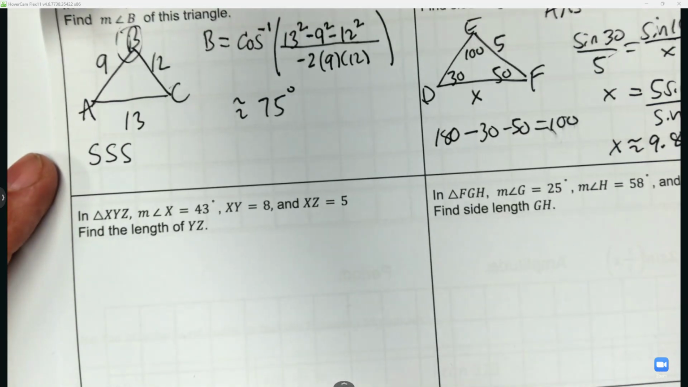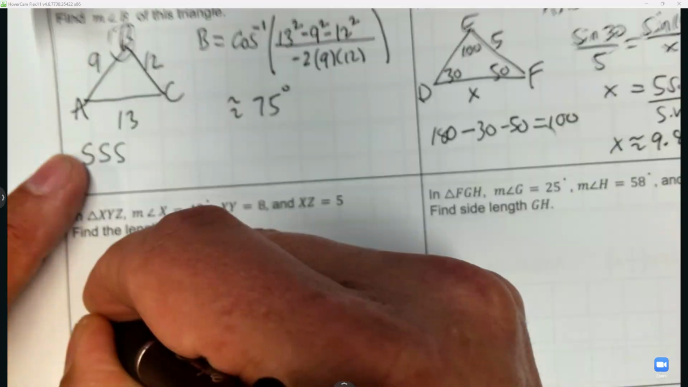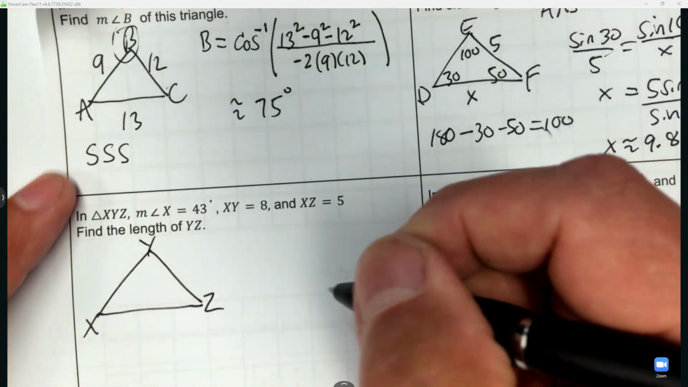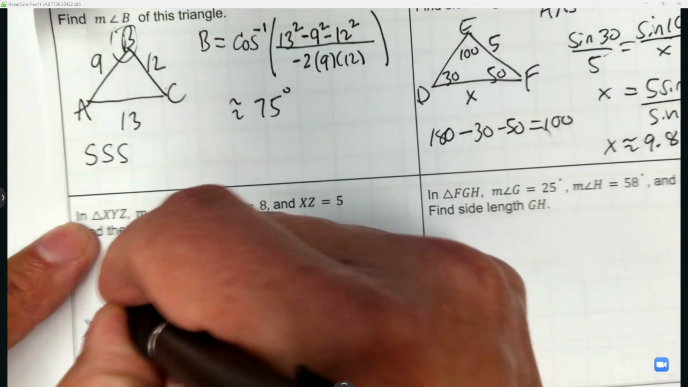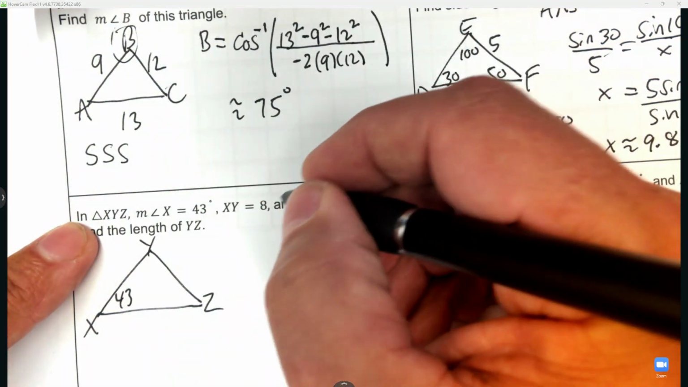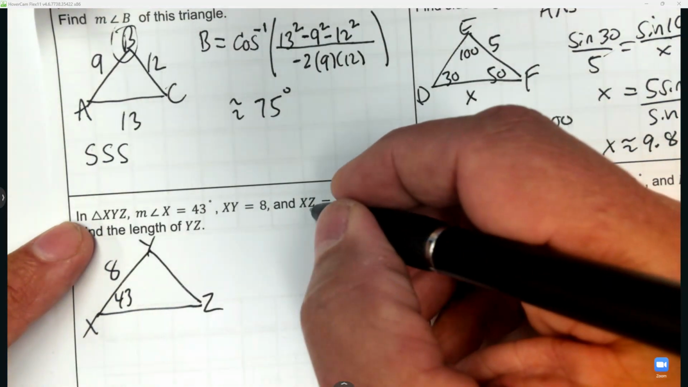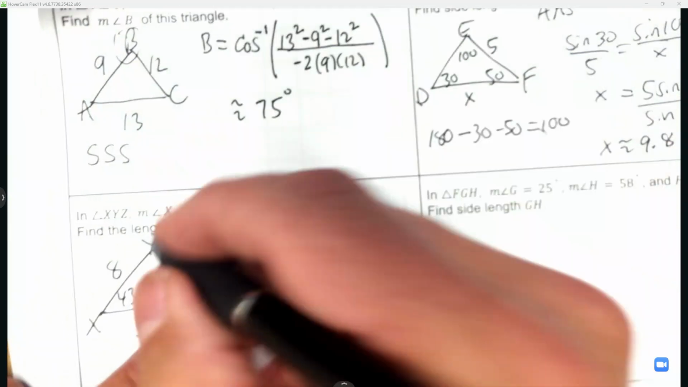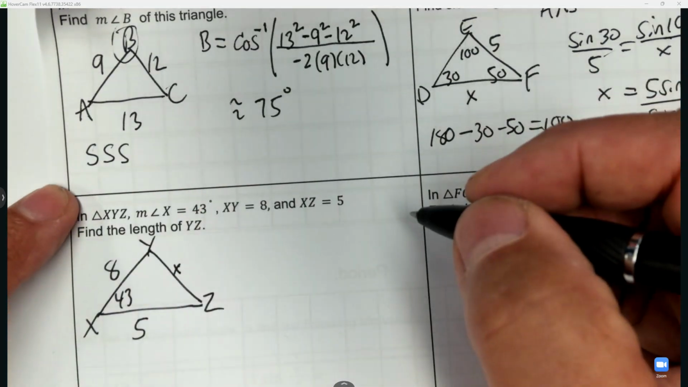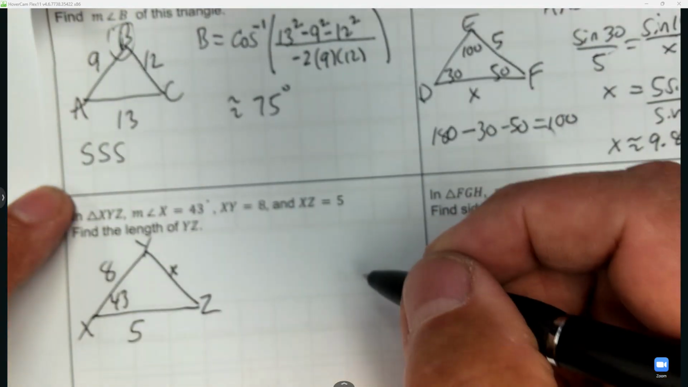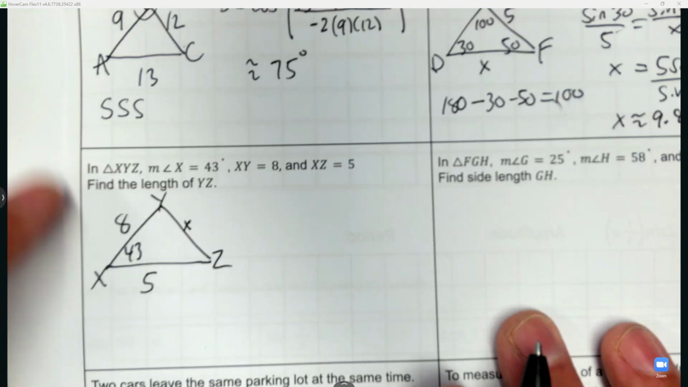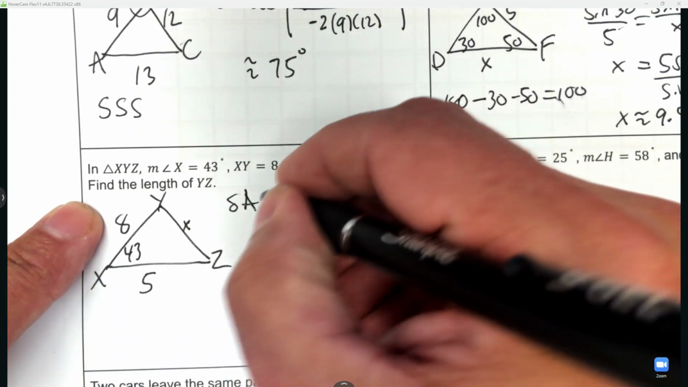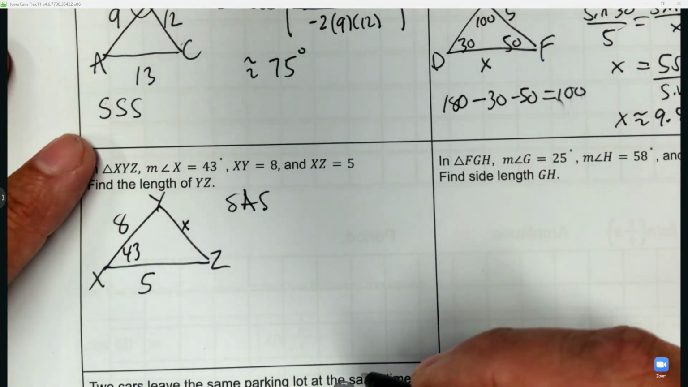All right, another triangle, XYZ. So angle X is 43. X to Y is 8. X to Z is 5. And we're trying to find this side here, which I'll call little x. And I want to recognize what type of triangle this is. So this is side, angle, side. And because it's side, angle, side, I recognize it's the law of cosines.